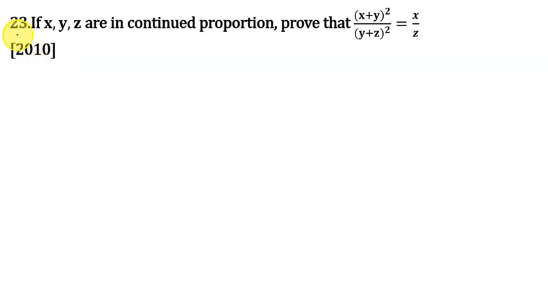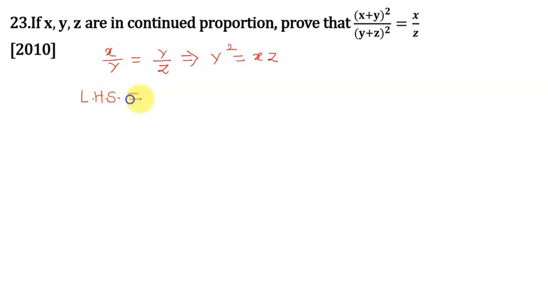Now next problem. If x, y, z are in continued proportion, prove that (x plus y) whole square upon (y plus z) whole square is equal to x upon z. Okay. Now we are given x, y, z are in continued proportion, and therefore we have x upon y is equal to y upon z, and hence it implies that y square is equal to xz.